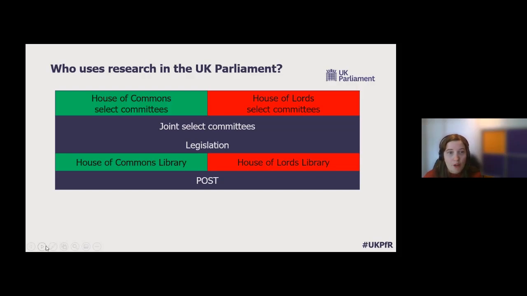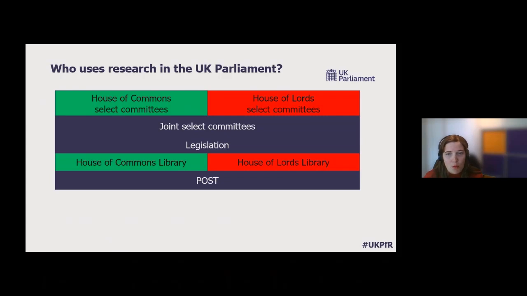Some of these parts of Parliament are in green on this slide. That means it's a House of Commons service. Some of them are in red, and that means it's a House of Lords service. And where there are purple boxes, those services are bicameral, which means that they work for and support both Houses of Parliament. You'll see here on this slide select committees. Both Houses of Parliament have select committees, and as I just said, there are those joint select committees between the Lords and the Commons as well.